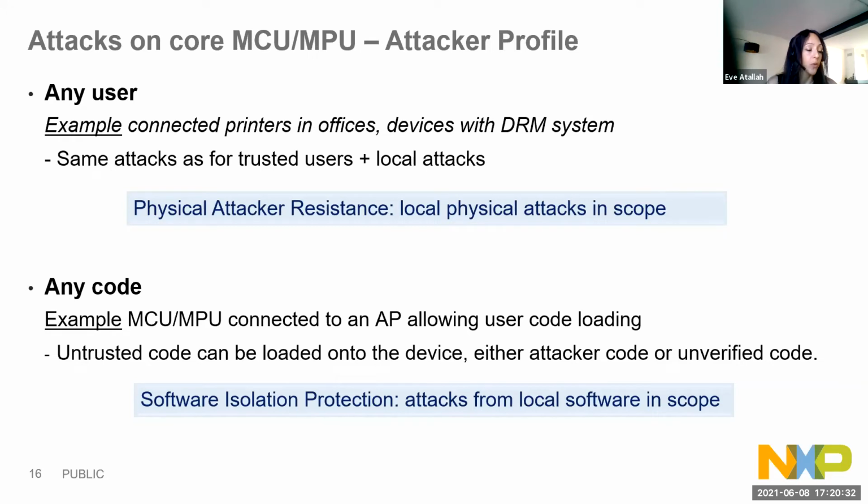Also, if it is known that the IoT device offers the possibility to load untrusted code, that could be used to locally run software attacks. Then isolation protections need to be implemented and evaluated. In this case, the software isolation package will be selected and be part of the security claim, and the security test plan will include software attacks that could be run locally.